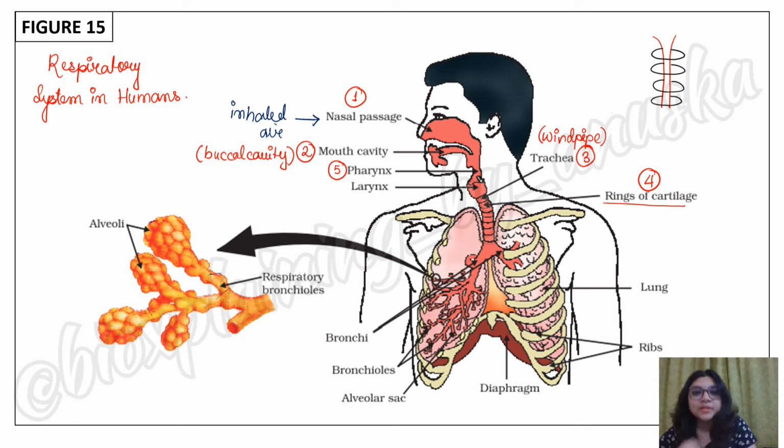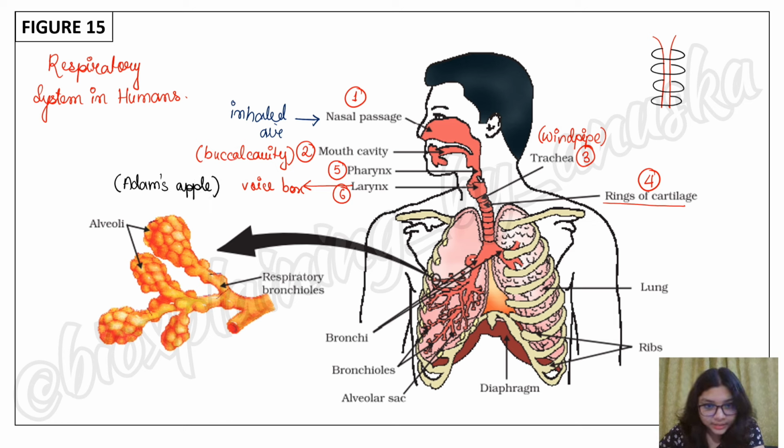Part 6 is the larynx. The larynx is also known as the voice box because it consists of the vocal cords. And in the case of males, due to testosterone, the voice box is seen protruding in the front part of the neck. That is when we call it the Adam's apple.